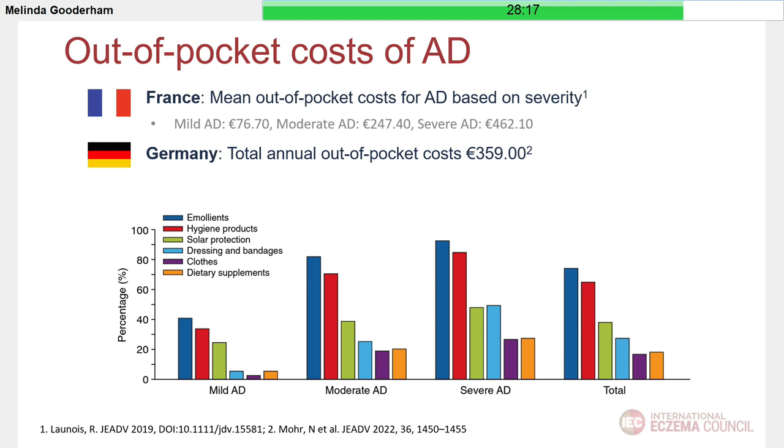The chart here is looking at the proportion of patients and what they are spending their money on. So again, quite a jump from the mild to the moderate patient, and very similar results between the moderate patient and the severe patient. Mostly they're spending their money on emollients and hygiene products, but also solar protection and things like dressings and bandages. Those can be quite expensive, as well as specialized clothing. Maybe it's cotton or seamless clothing, or maybe there's silver threads for reduced infection risk. But these items are often quite expensive.